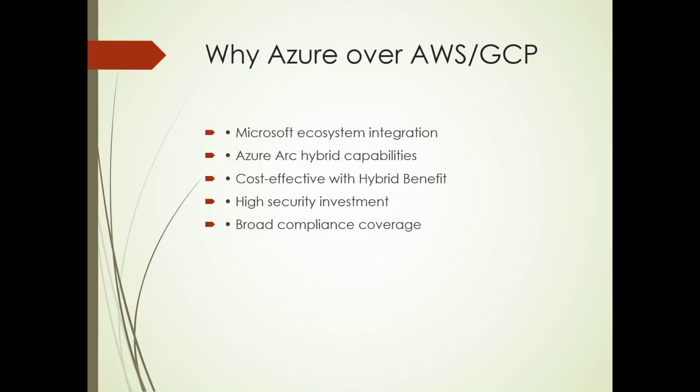The other thing I wanted to discuss was security first architecture. Microsoft invests over $1 billion annually in security and has over 8,500 cybersecurity experts working to protect your data. So if you want to go to a cloud, you can select Azure over AWS as well as GCP.